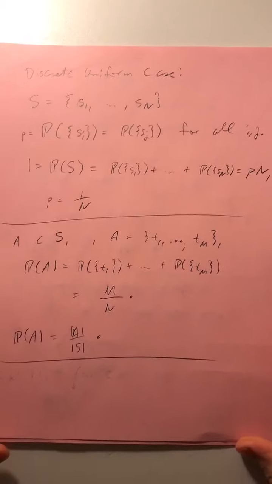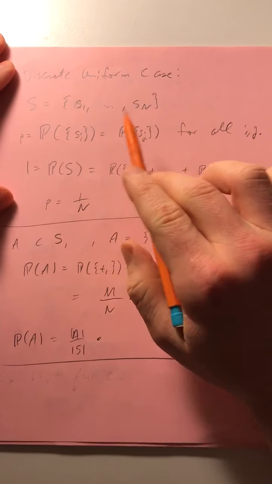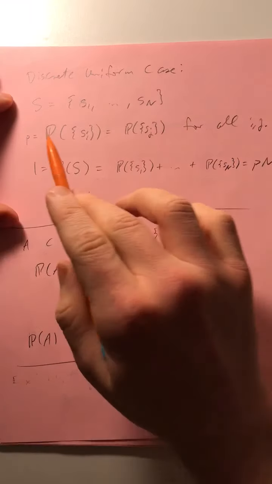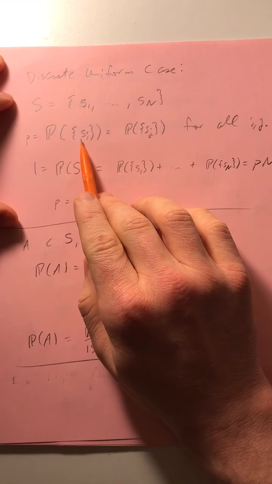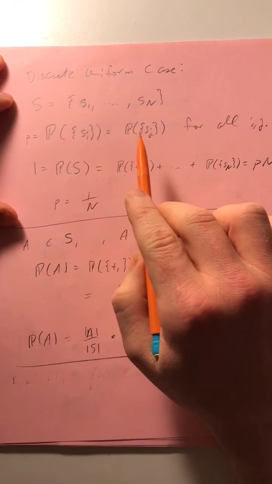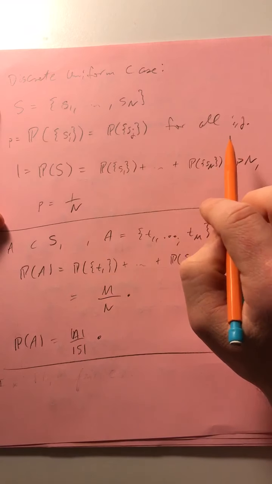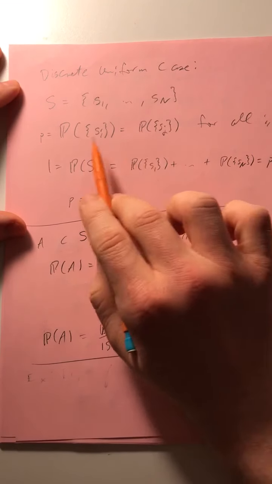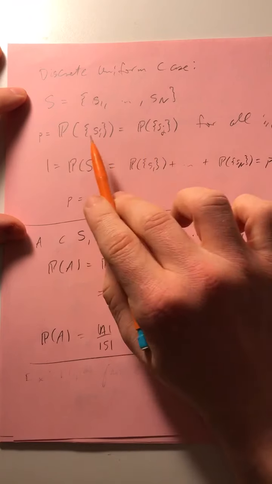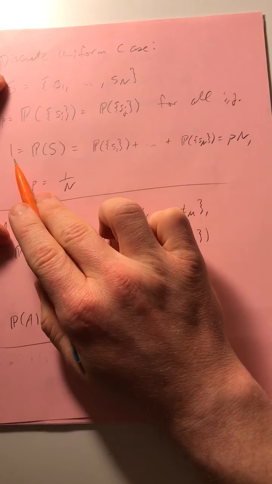This is what I want. So I have some sample space consisting of these possible outcomes, and I'm going to assume they're all equally likely. So what that means is the probability of observing this event, which consists of just the one outcome Si, is the same as the probability of observing this one outcome Sj for any different i and j. All these singleton events have the same probability, which we can call p. Okay? Then the total probability is 1.